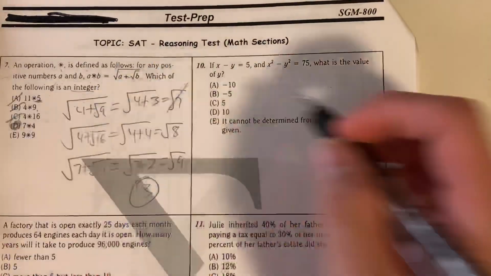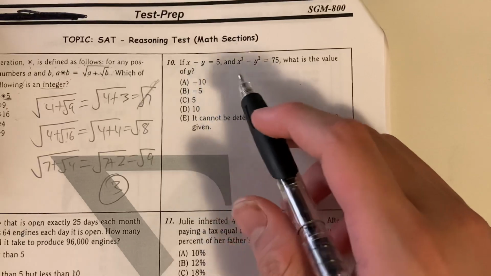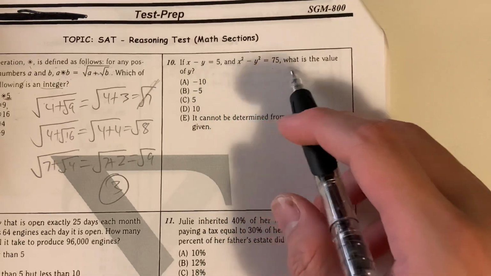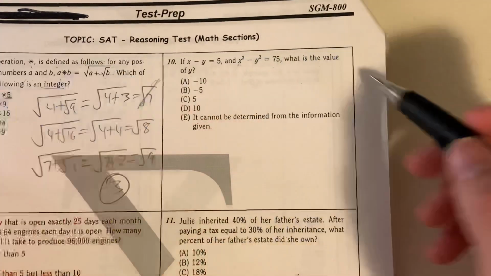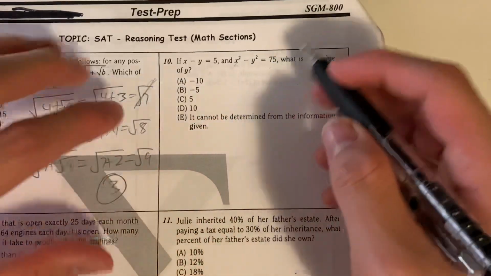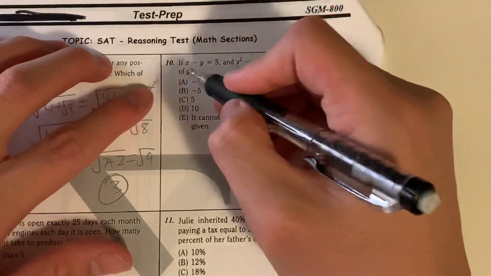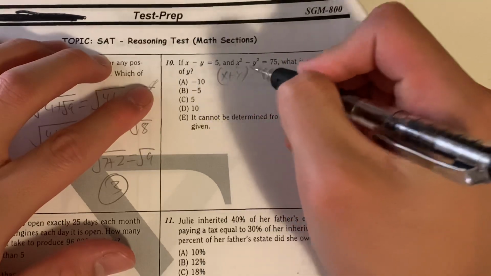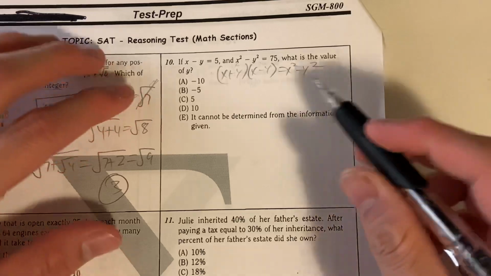Question 10. I'm just going to move sideways instead of in numeric order. If x minus y is equal to 5 and x squared minus y squared is 75, what is the value of y? So I could see x squared minus y squared, and that should ring a bell very quickly because x squared minus y squared is the difference of squares. So x plus y times x minus y is equal to x squared minus y squared. You guys should memorize this.